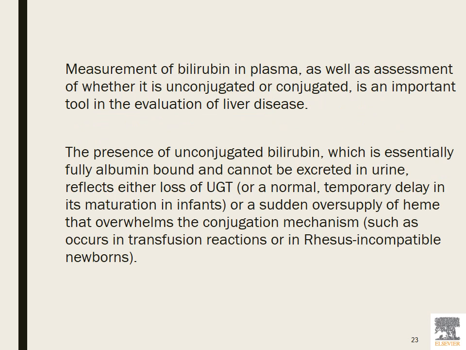Measurement of bilirubin in plasma, as well as assessment of whether it is unconjugated or conjugated, is an important tool in the evaluation of liver disease. The presence of unconjugated bilirubin, which is essentially fully albumin-bound and cannot be excreted in urine, reflects either loss of UGT or a normal temporary delay in its maturation in infants, or a sudden oversupply of heme that overwhelms the conjugation mechanism, such as occurs in transfusion reactions or in rhesus-incompatible newborn babies.